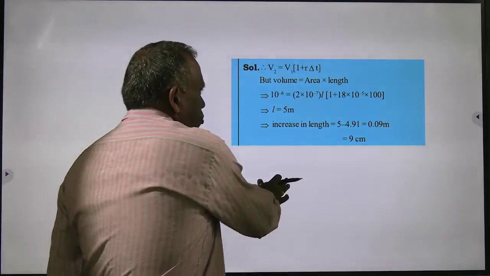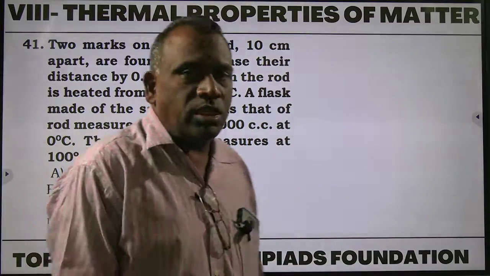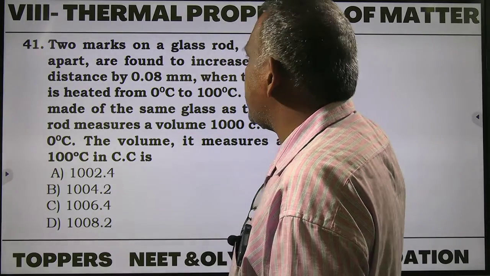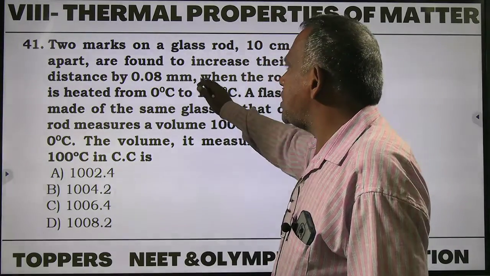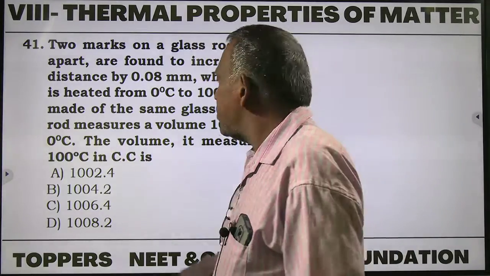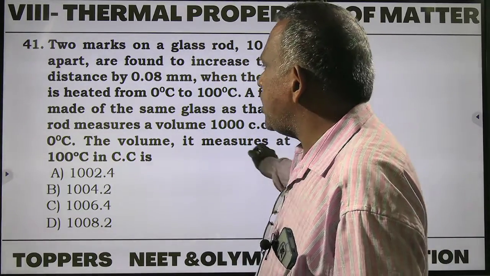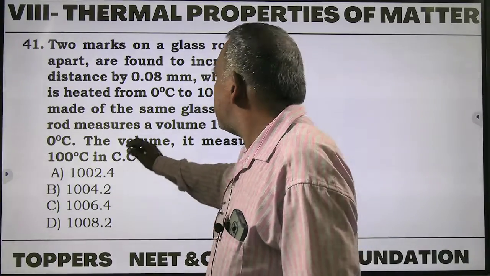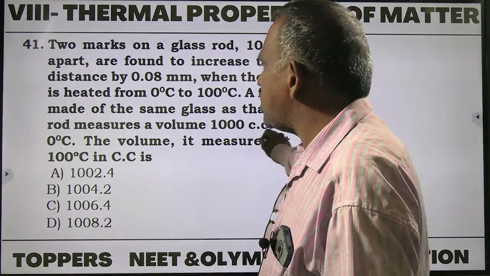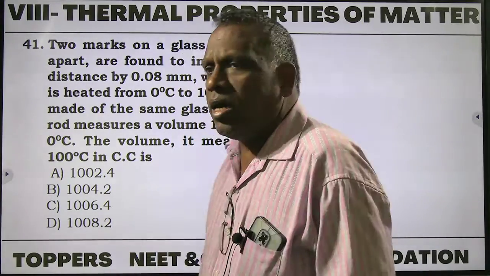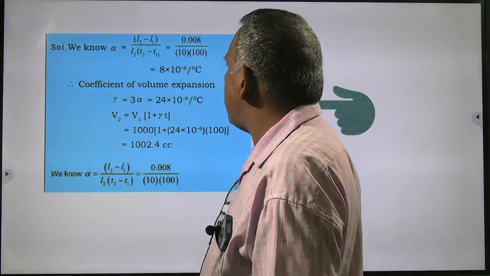Coming to the next question. There are two marks on a glass rod 10 centimeters apart. Their distance is 0.08 mm when the rod is heated from 0 to 100 degrees centigrade. A flask of the same glass has a volume of 1000 cc. The volume to be measured uses the same formula, similar to the previous problem.